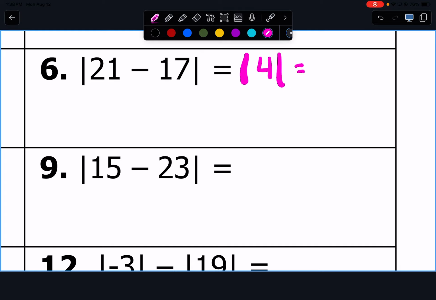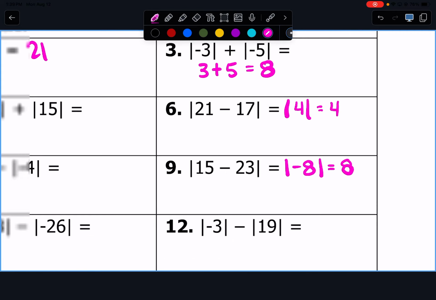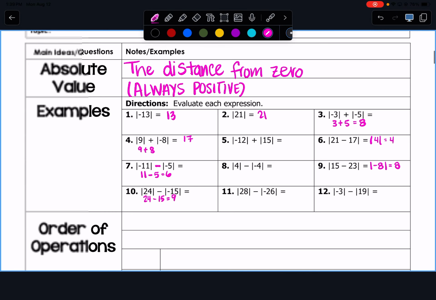So what is 15 minus 23? That's supposed to be a negative. What is it? Negative 8. And what's the absolute value of negative 8? So our answer is still positive, but we have to do that subtraction in the problem first. Just like to square something, we have to add it together first. And that's all we're talking about with absolute value.